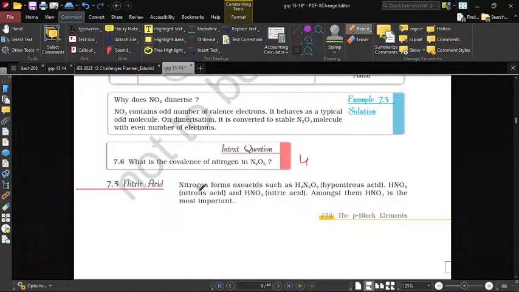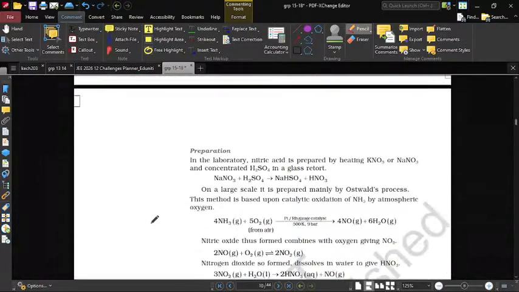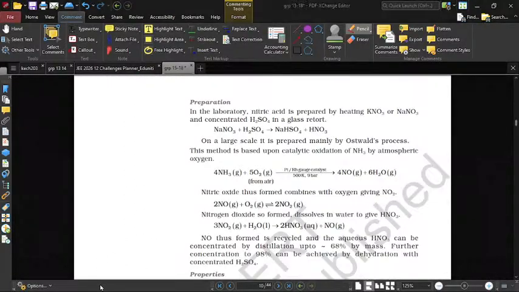नाइट्रिक एसिड. Nitrogen forms oxoacids such as H2N2O2, hyponitrous acid, HNO2 nitrous acid, HNO3 nitric acid. Among these, HNO3 is most important. बड़ा लग गया, बहुत नंबर आता है.